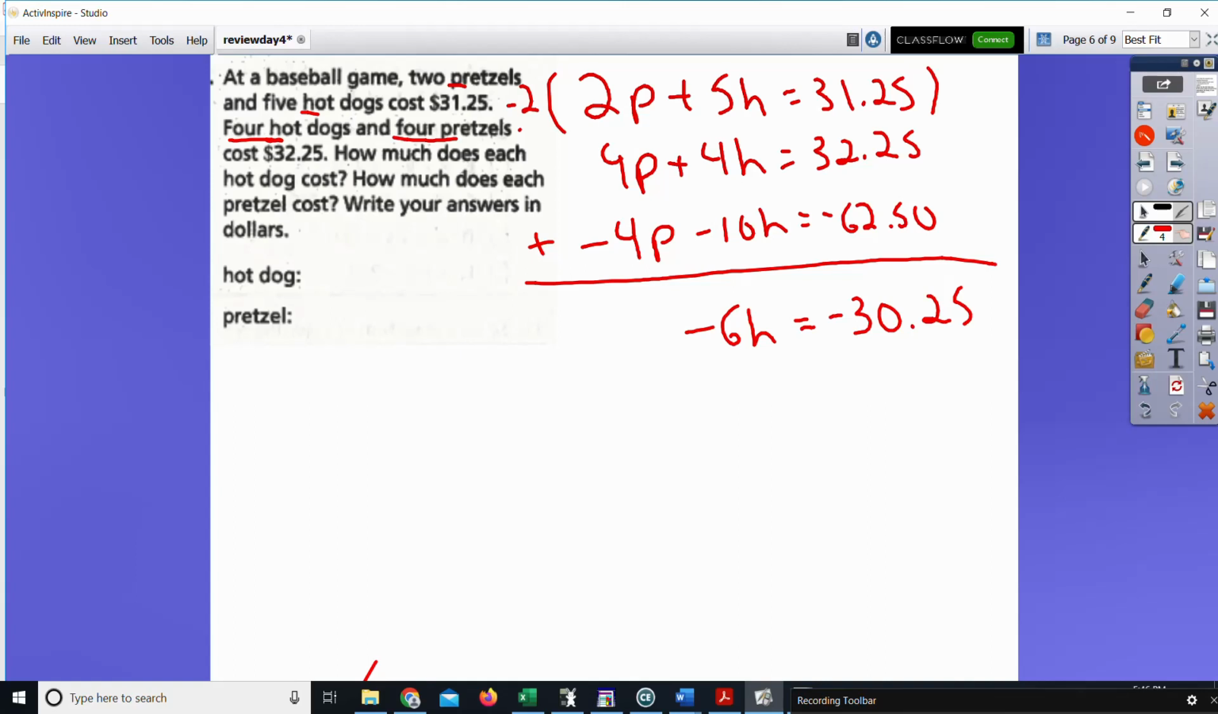4P minus 10H, negative 62.50 is right. That's the problem. Negative 29.75. And we divide through by 6.